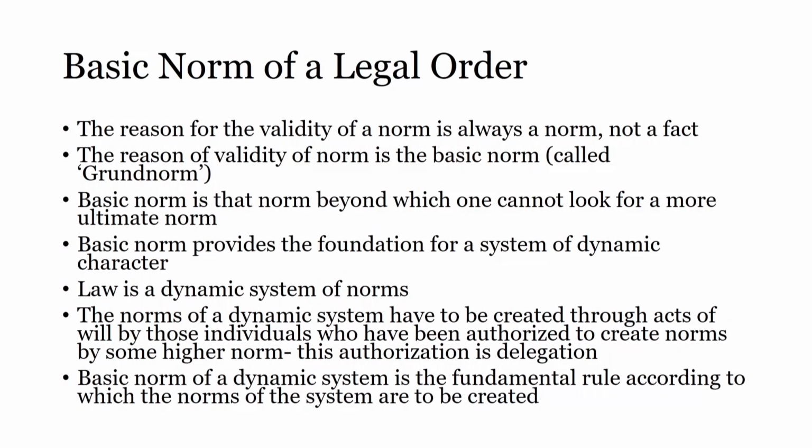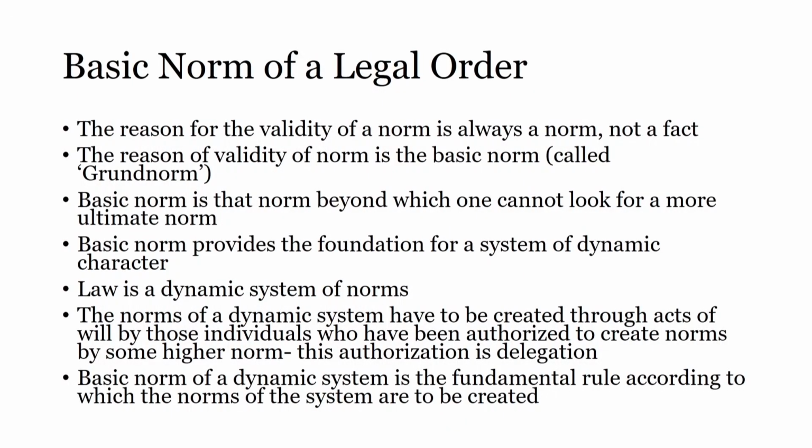And he says that the basic norm provides the foundation for a system of dynamic character. So, the basic norm is giving you direction whether the system is a dynamic system or not, and therefore, law is what? Law is a dynamic system of norms. Dynamism is there because norms can be created, norms can be permitted, norms can be authorized, and therefore, this is a dynamic system. When you remember the last lecture, Hart was saying how a particular system is a developed system when there is a secondary rule of obligation. This is how Professor Hans Kelsen says that the system of norms should be dynamic in nature.